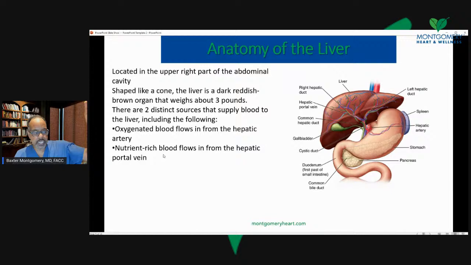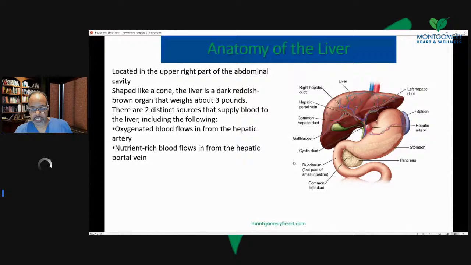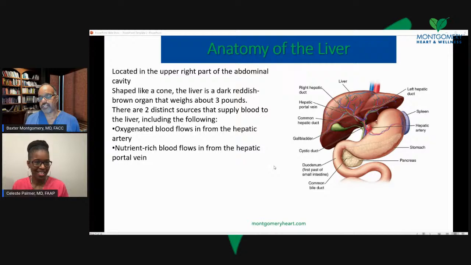I have one of my colleagues that just checked in. Hey, Dr. Palmer, how are you doing? Hello. Good. We just got into the liver anatomy here. So we're talking about how the liver has important anatomical functions and physiology.